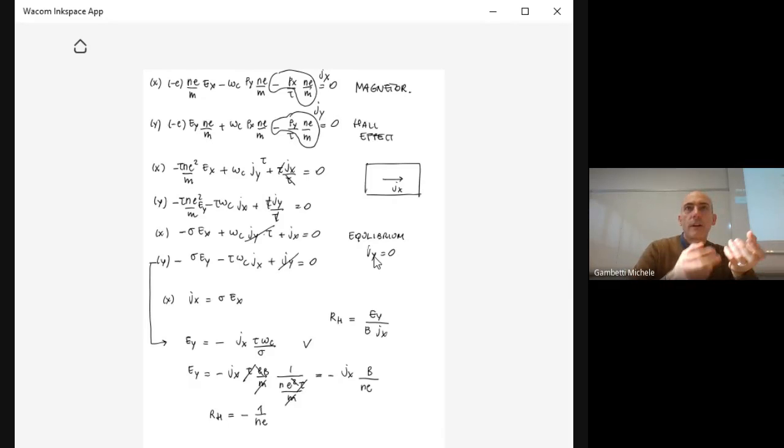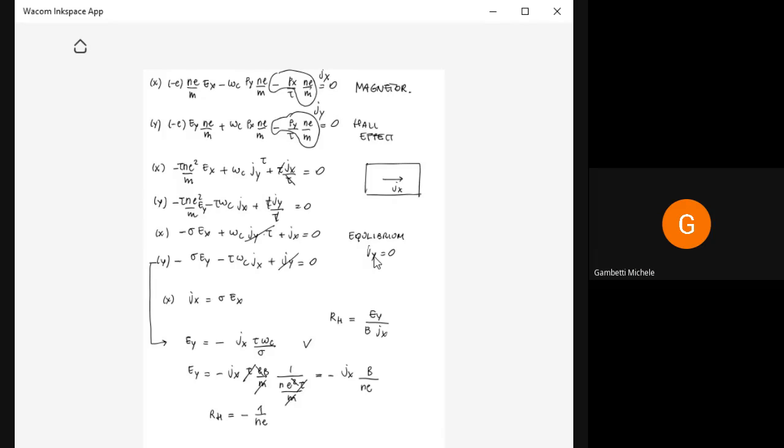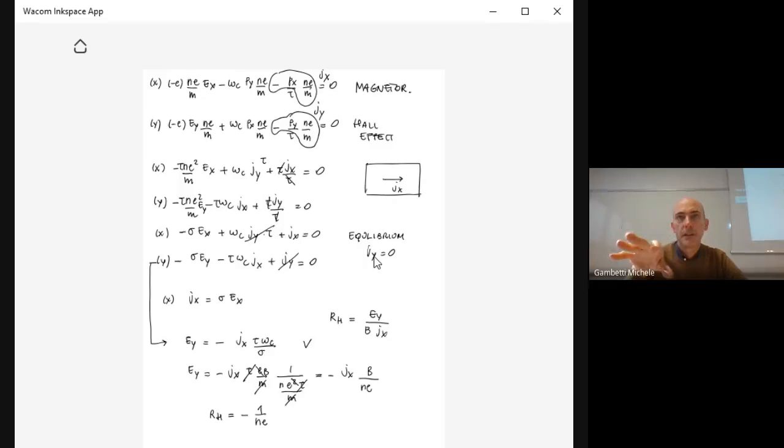There's not the opportunity to explain why the Hall coefficient changes sign. So now this doesn't mean that one has not to sleep during the night because he thinks, oh my God, why the Hall coefficient changes sign?